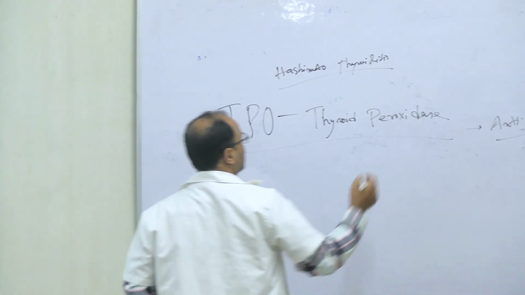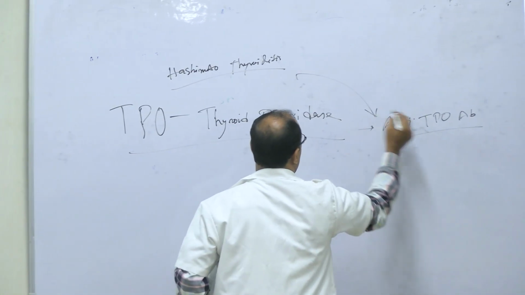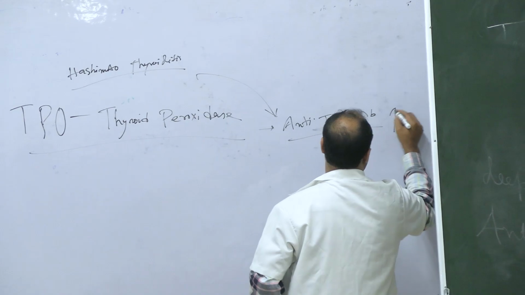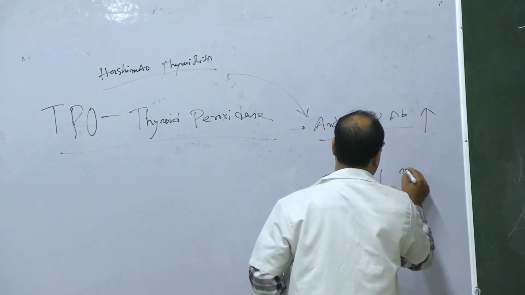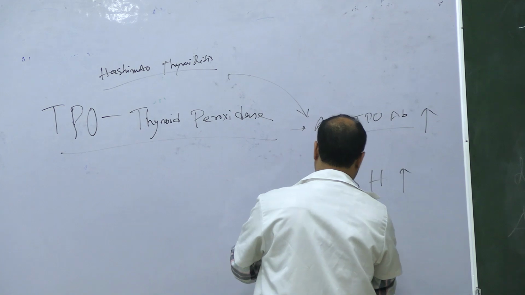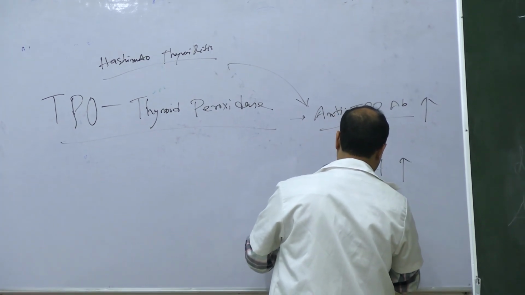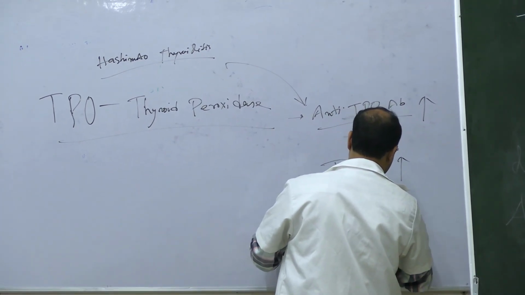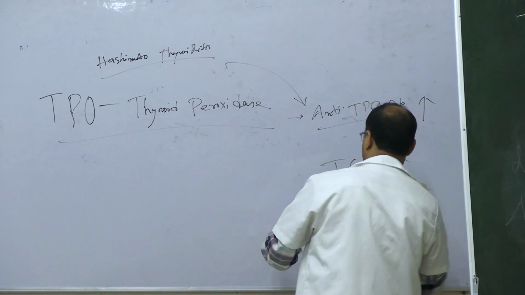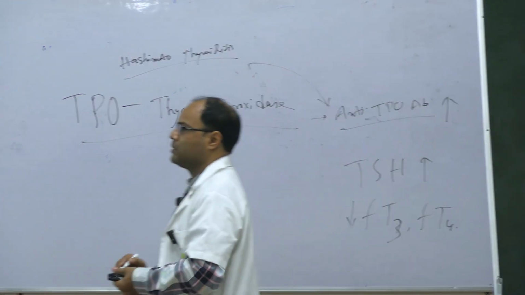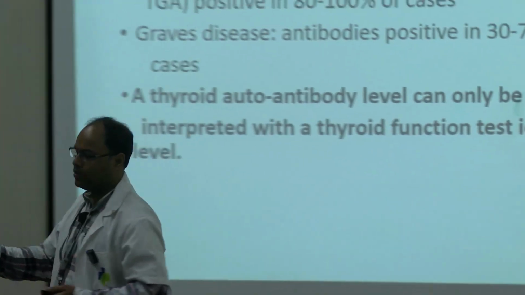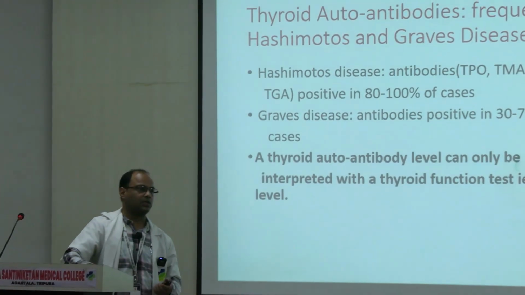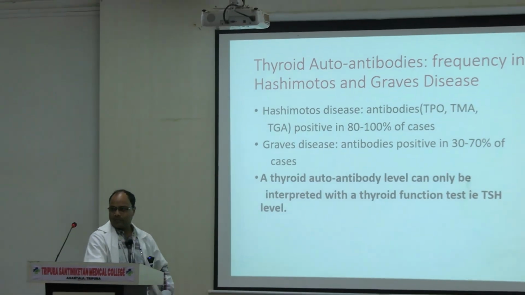Here I found this TSH value is high, with low free T3 and free T4. This is very common: Hashimoto's hypothyroidism, thyroiditis. Okay.